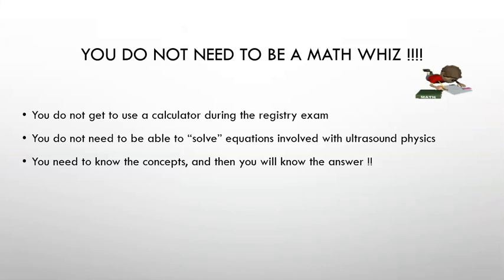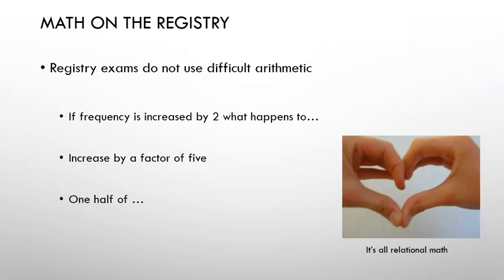You don't get to use a calculator on the registry exam, and you do not need to be able to solve complex equations with ultrasound physics. You do need to know concepts, and then you'll know the answer. So the math on the registry is very simple. So if we increase our frequency, if we double our frequency, what happens to the period? Questions like that are what we're going to run into.